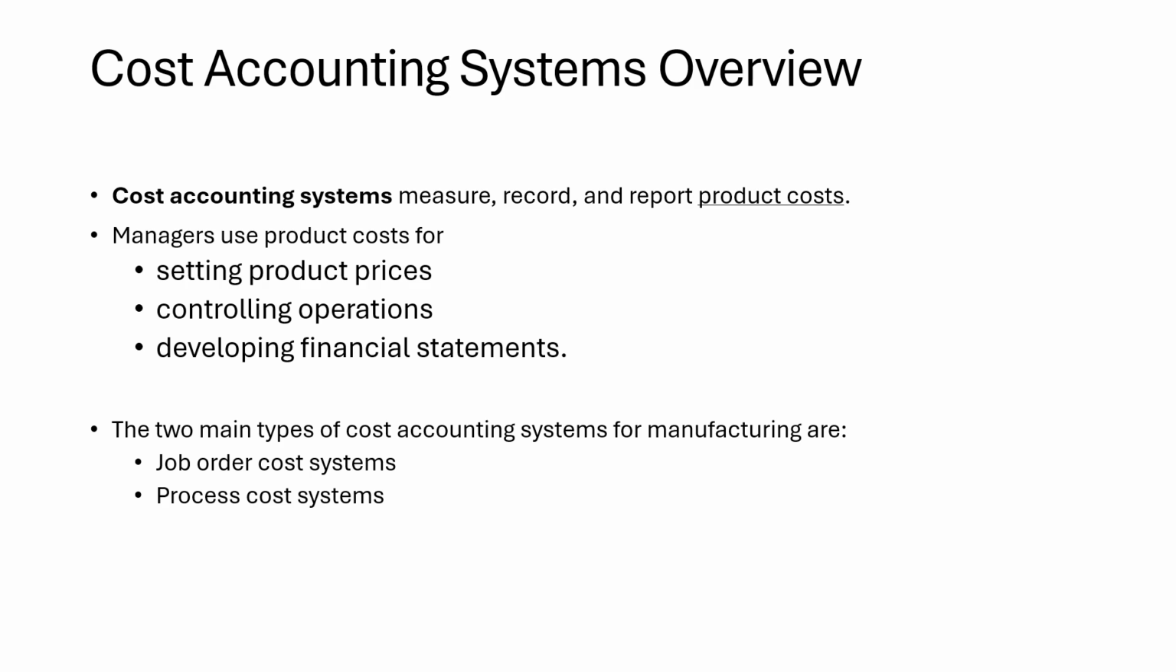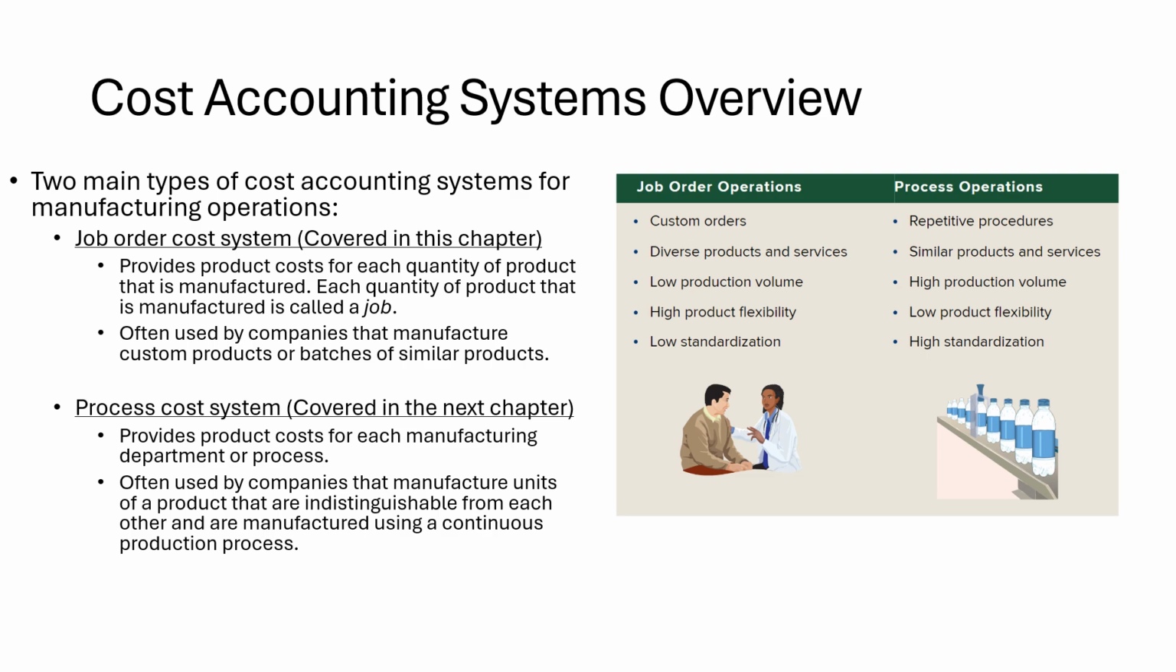Managers use product cost data, financial information, to be able to set product prices, to control the day-to-day operations, and develop financial statements. There are two main types of cost accounting systems for manufacturing: job order cost and process cost. And you'll learn about both of these during the remainder of the course. So here is a better, more detailed explanation of those two types of accounting systems. So there are two main types.